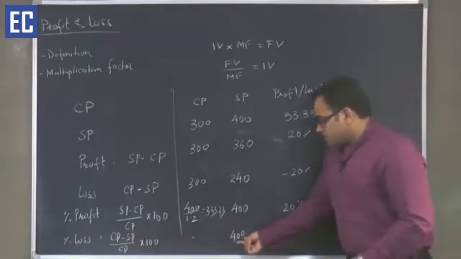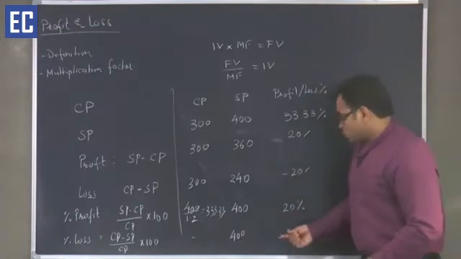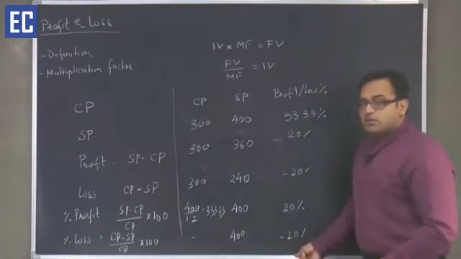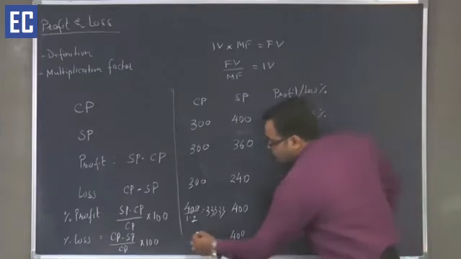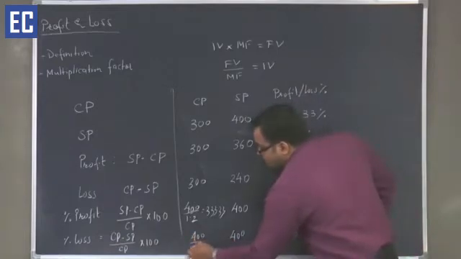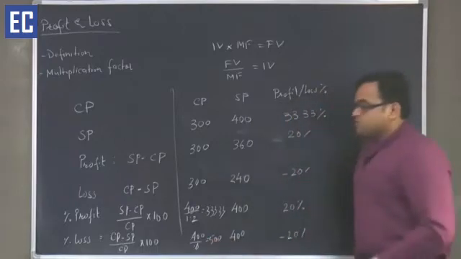After a loss of 20%, I am selling at 400 rupees. So 100 minus 20 is 80. 80 upon 100 is 0.8. So this value will be 400 divided by 0.8, which is equal to 500. So the cost price will be 500.